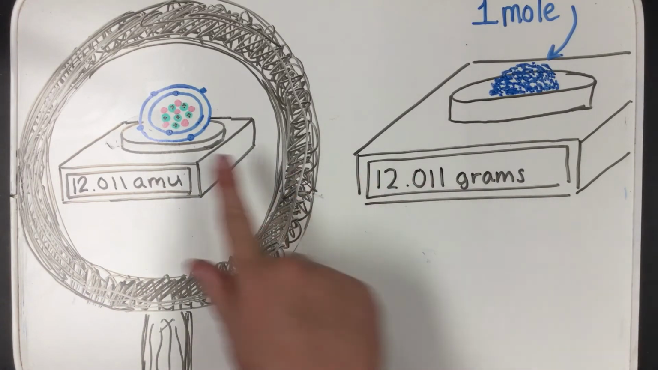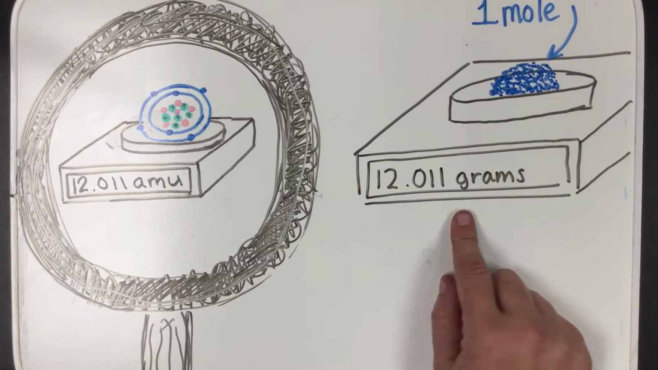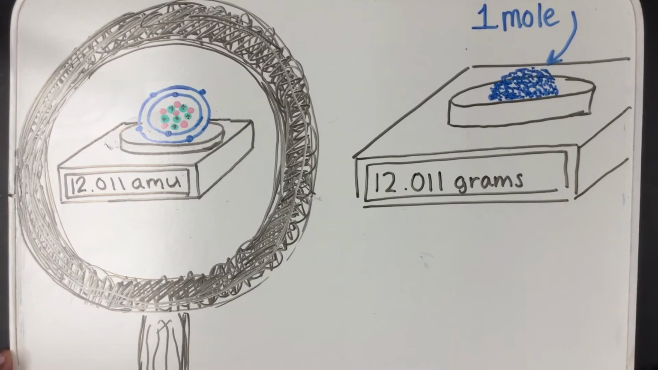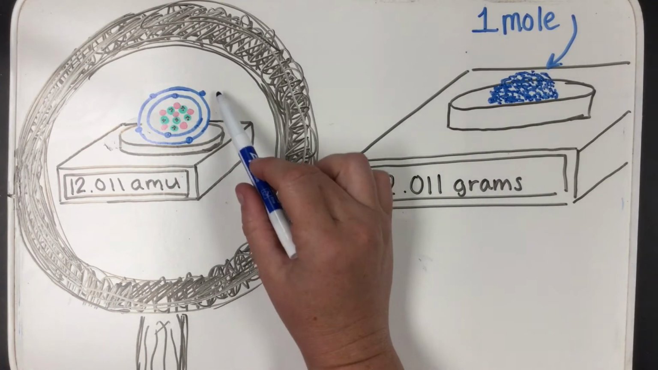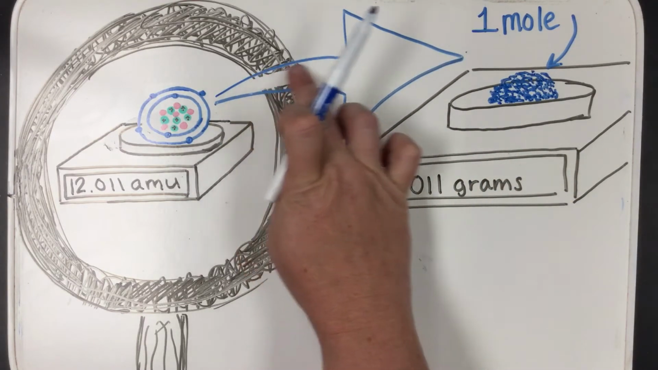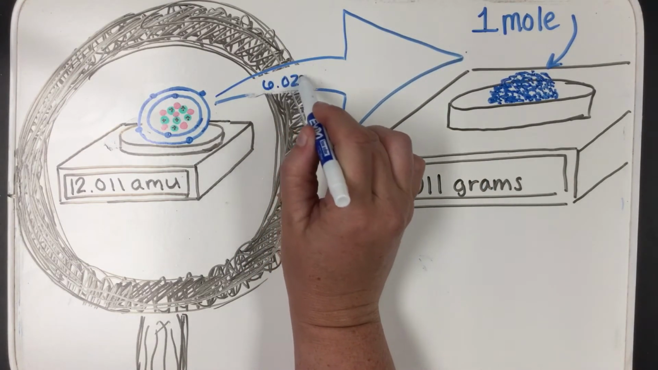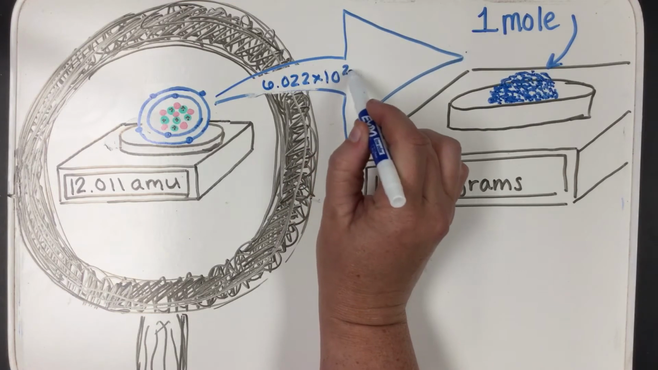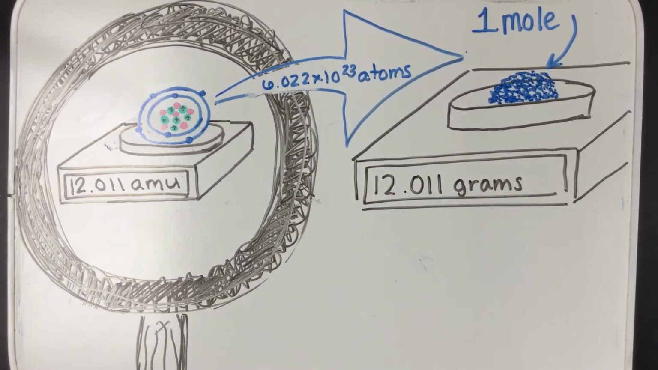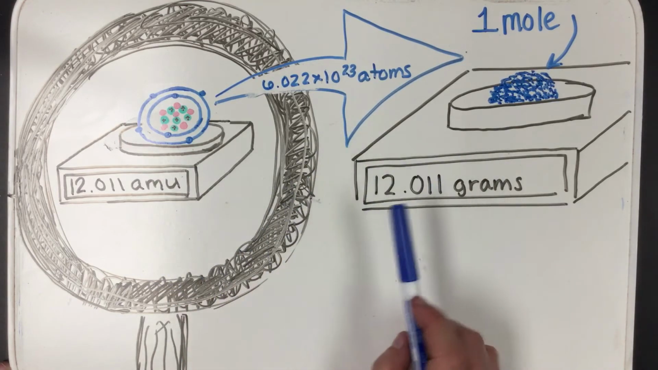So then the question is, how many atoms of carbon would we need to pile up in order to get 12.011 grams? And that's where this idea of a mole really becomes useful, because it turns out that in order to get a pile of carbon with a mass of 12.011 grams, we need to pile up 6.022 times 10 to the 23rd atoms. This number is known as Avogadro's number.